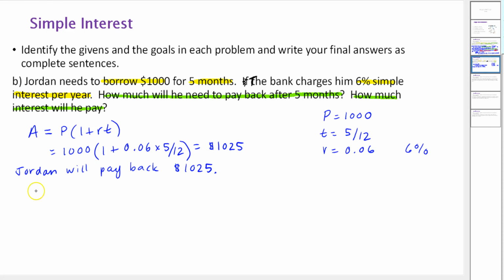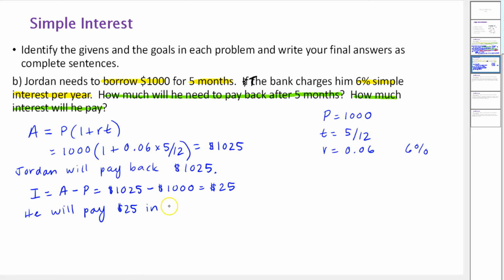So interest equals amount minus principal. Okay, and notice the amount isn't over here. We found it in the last problem. So $1,025 minus the principal of $1,000 equals $25 in interest. Now that doesn't seem like much, and it's not, but it was just a 5-month loan on a somewhat small amount of money. So he will pay, if Jordan is a boy, he will pay $25 in interest.